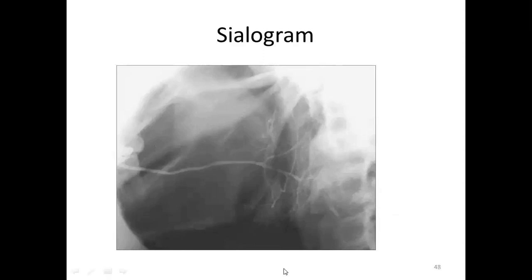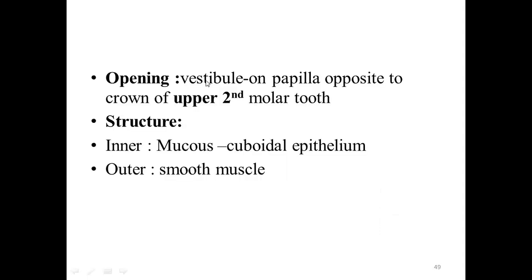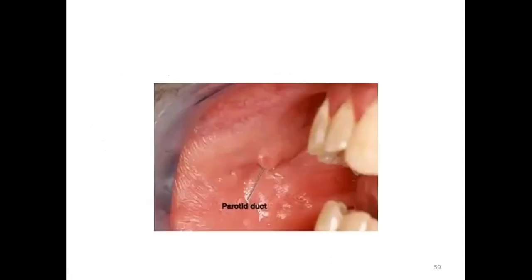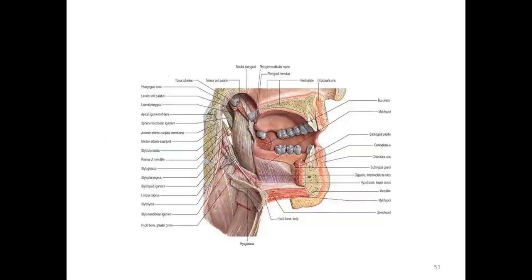This is about the sialogram, used to trace the parotid duct. Then the opening, it's very important to know the opening, commonly asked in MCQs. It opens in the vestibule, meaning the cavity between the teeth and the cheek, on a papilla opposite the crown of the upper second molar tooth. I repeat, the opening of the parotid duct is at the upper second molar tooth. The structure is an inner mucous cuboidal epithelium, and the outer consists of smooth muscle. Here you can see the parotid duct in the form of a papilla, a small mucous projection. Here, the upper second molar tooth.